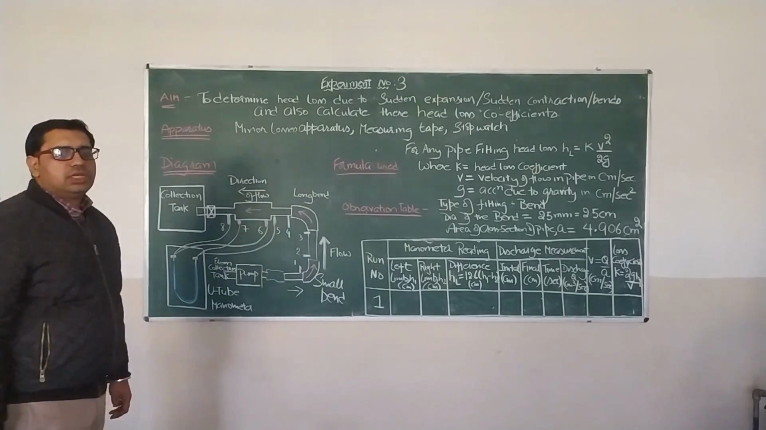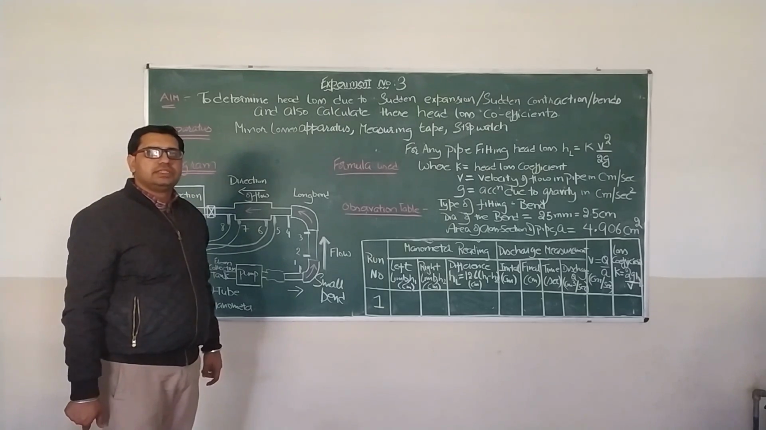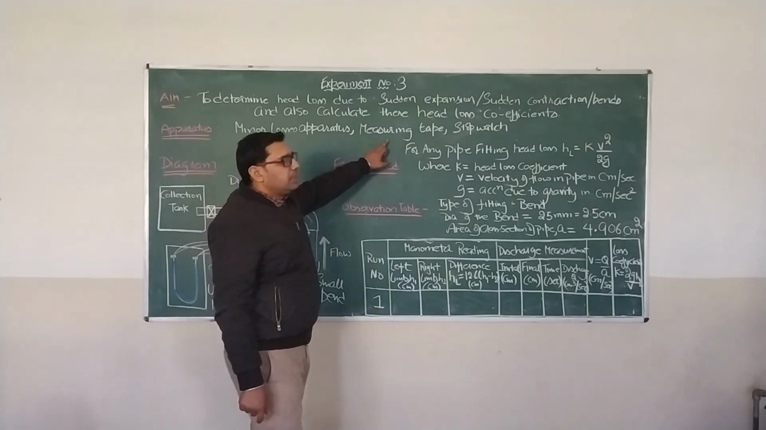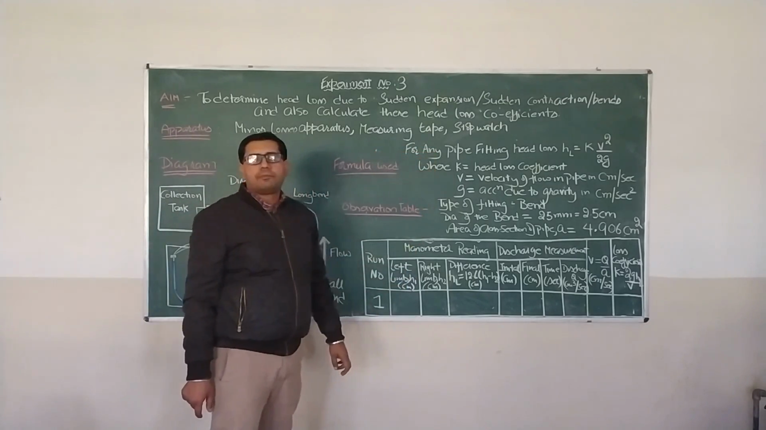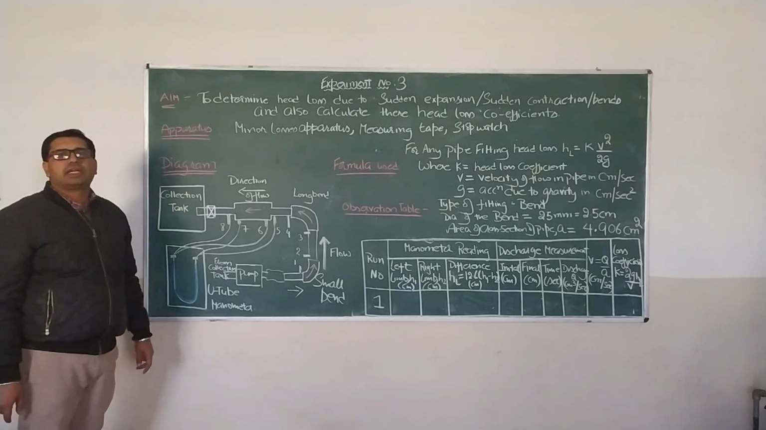Now for this, the apparatus used is a minor loss apparatus specially designed for this, plus a measuring tape and a stopwatch. Now if you see, this diagram is reflecting the apparatus.